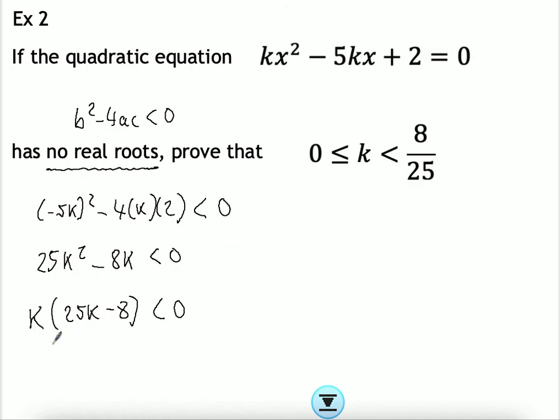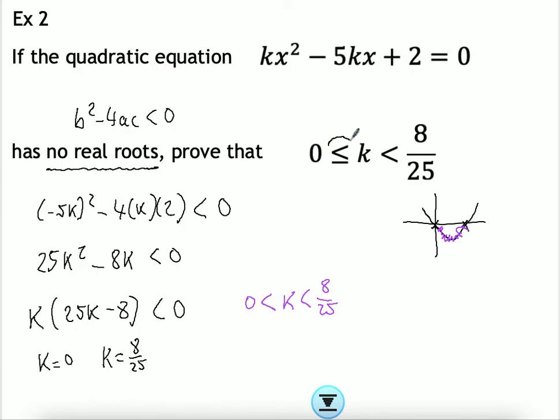Now, I always tell my students to do a little sketch of this quadratic here. Well, the roots are going to be at k equals 0 and k equals 8 over 25. We know the shape of a quadratic, so we're trying to find the inequality that represents this. So that is going to be 0 is less than k is less than 8 over 25, which you might think has proven it. Oh dear, this is a slight problem, isn't it?